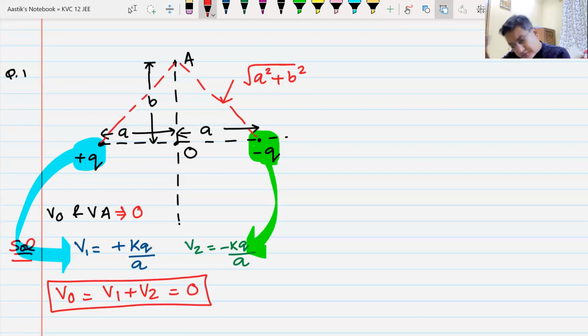In fact, if I take any point on this perpendicular bisector, all the points will be at the same potential. Yes or no? Yes, sir. If I join them, I will get a surface. That surface is known as an equipotential surface. Here it is right now not a surface, it is just a point, but if I take any point on this plane which passes through like this, how do I make you understand this? And this type of question will come in JEE Advanced.